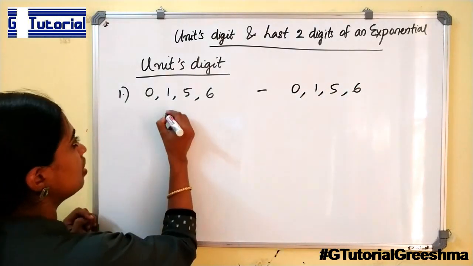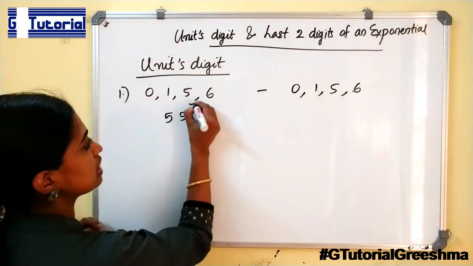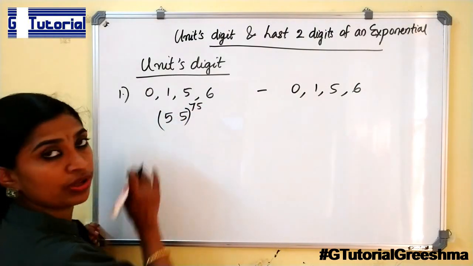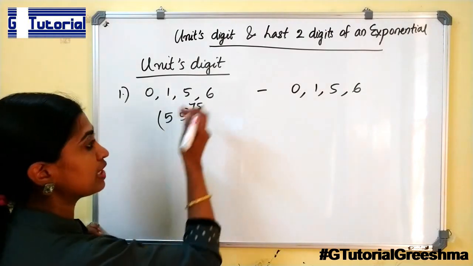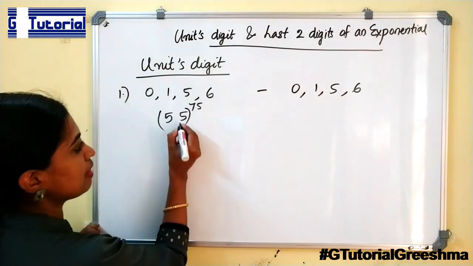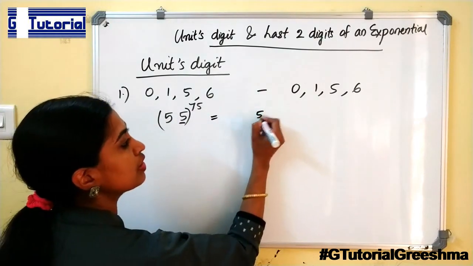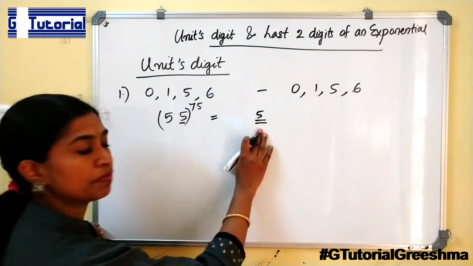For example, if you are taking 55 raised to 75. This is an exponential of 55. 55 raised to 75. This number is ending with 5, so its exponential will also end with 5. The last digit or units place is 5.